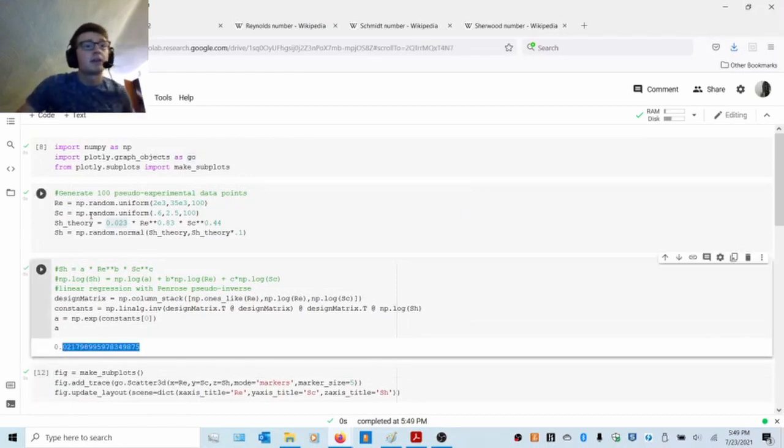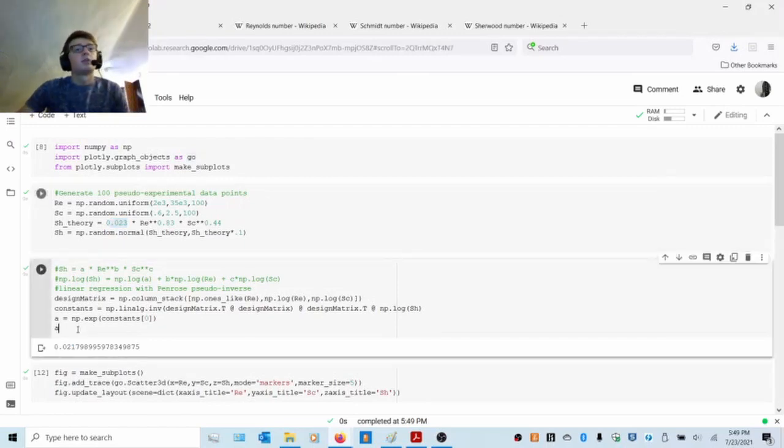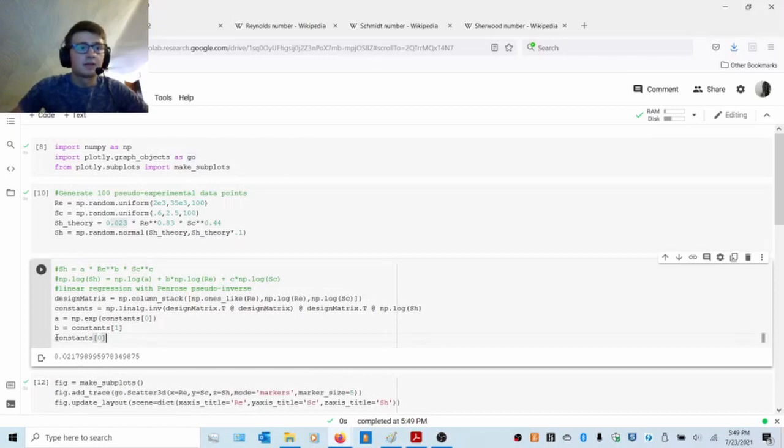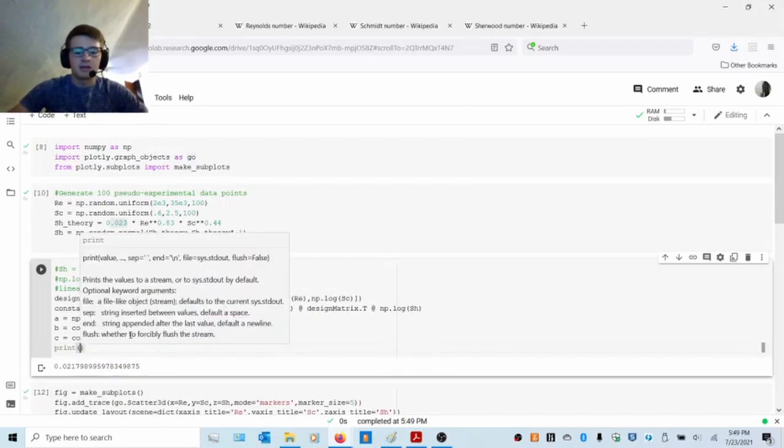We're going to see something very similar to the theoretical Sherwood value, what they have found, which is that number is close enough for us, even though it might not be close enough for chemical engineering in general. It's close enough for us in this situation. So then we could say that B is just going to be equivalent to the constants at 1, and then C is just going to be equivalent to the constants matrix at 2, and we could just print that.